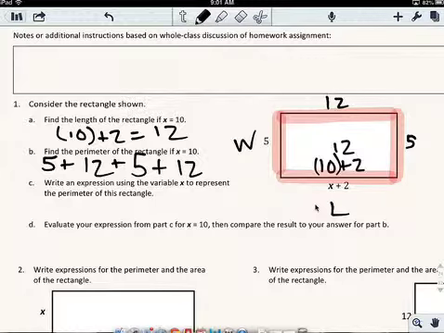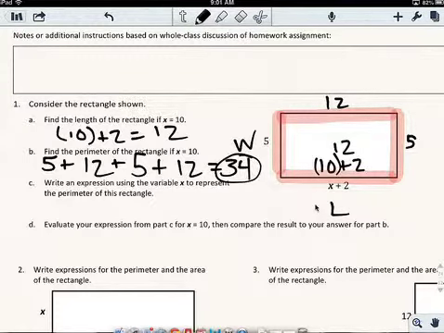If I add all those together, 5 plus 12 is 17. 17 plus 5 is 22. And 22 plus 12 is 34. So there is my answer. The perimeter is 34. Write an expression using the variable x to represent the perimeter of this rectangle.